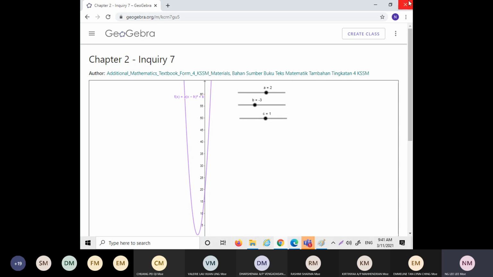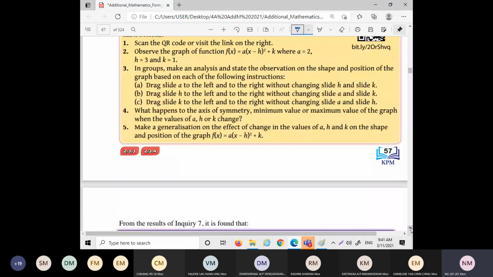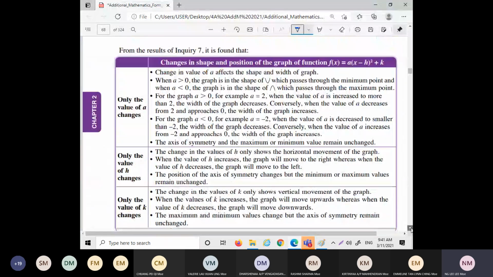Nothing already. Okay, we go back to the textbook. Just chalk and talk. Okay, so this one. If the software can show you, you will be able to see what will happen to the graph. So this one you have to copy. You can choose not to copy exactly. You can make your own notes.